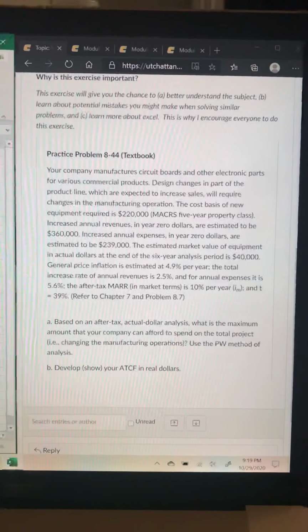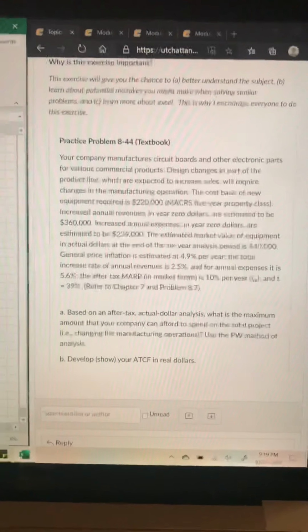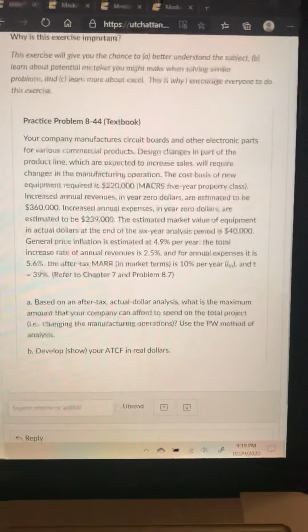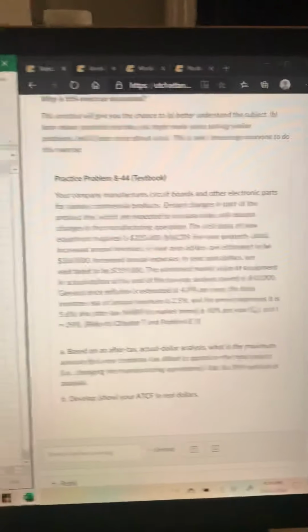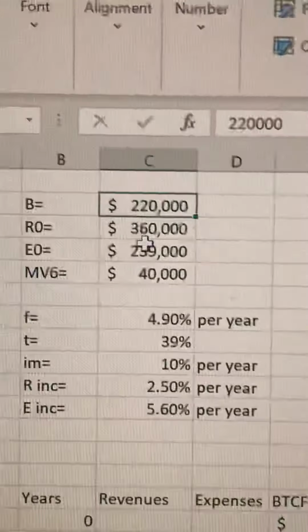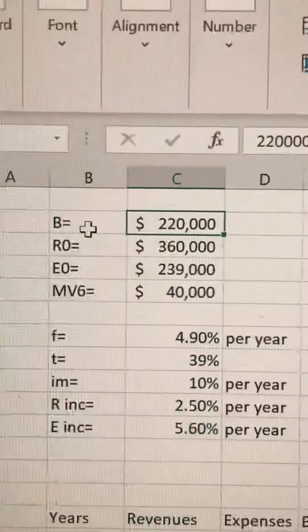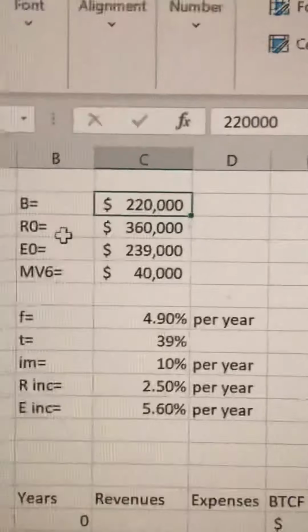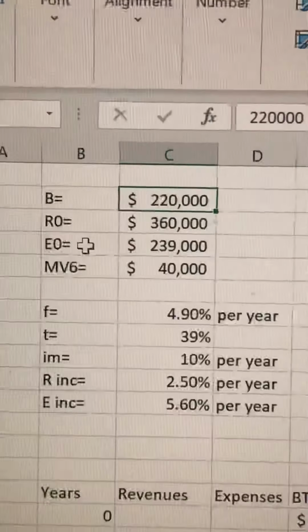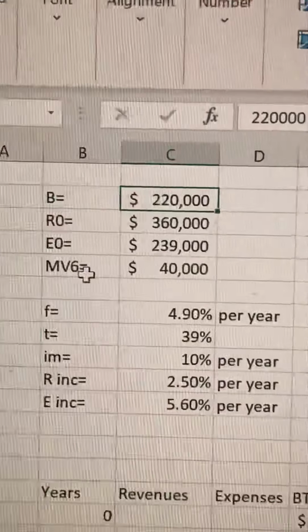Alright, so in this video we're going to be talking about problem 8.44 from the textbook. This is the problem with all the givens, as well as the two questions we're trying to solve. So these are the givens written into the Excel. I went ahead and did that. Those are cost basis, revenue for year 0, expenses for year 0, and the market value at the end of the 6-year analysis.